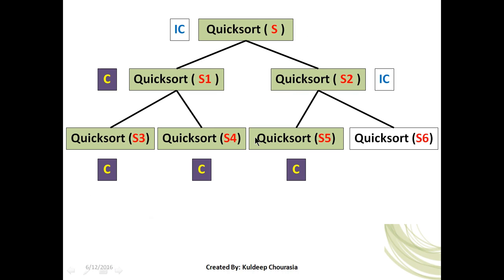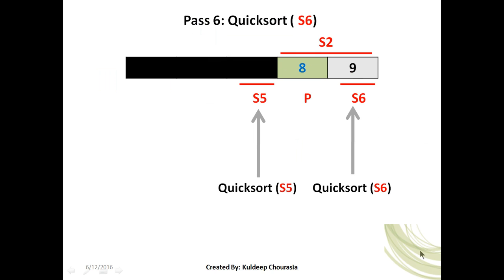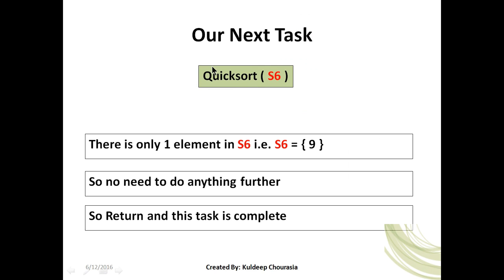So I have marked the quicksort S5 task complete, and I return to the parent task quicksort S2. My next task is to quicksort S6. From this diagram you can see that set S6 contains only one element, which is 9. So our next task is to quicksort S6.